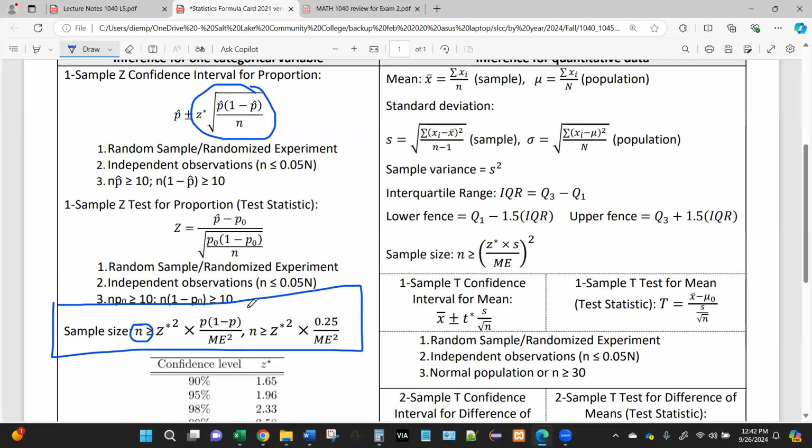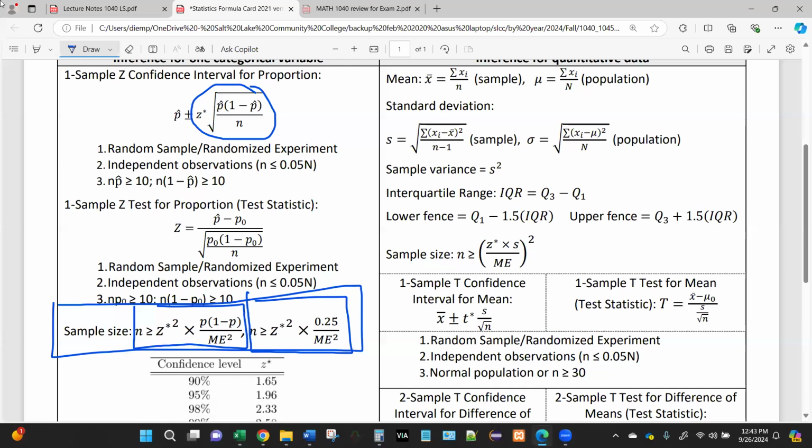So the formula is right here. You don't have to memorize these. But there is something else here to think about. There's actually two formulas. So there's this formula here, and then there's this formula here.